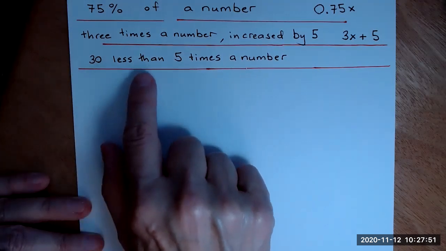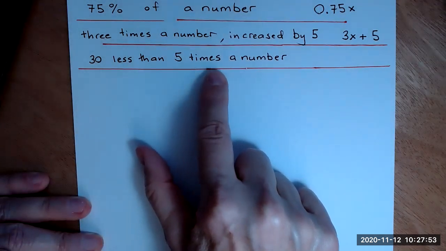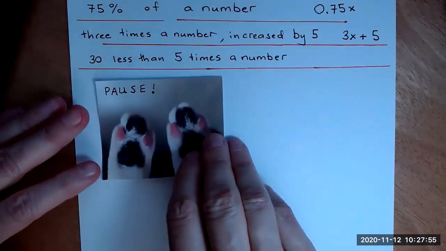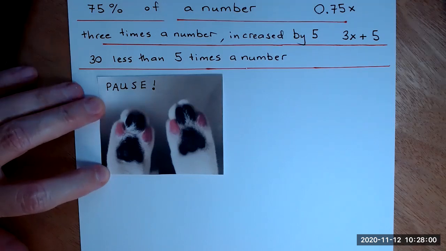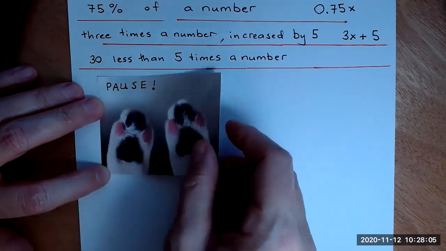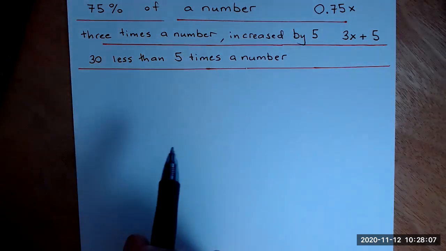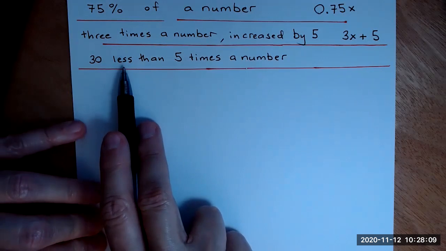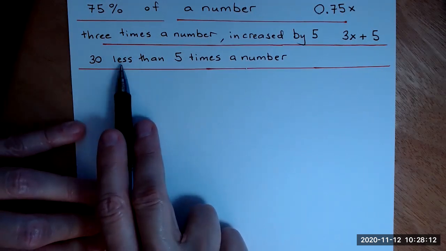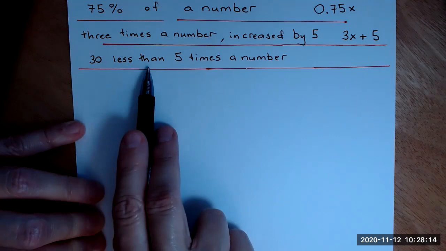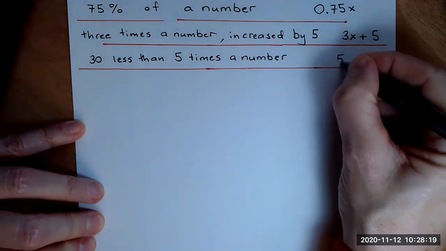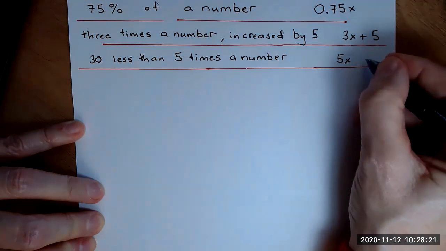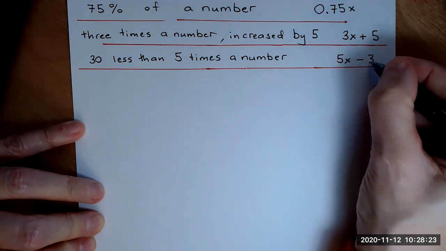All right, 30 less than 5 times a number. So again, let's hit pause because you already know how to do this one. So try that one on your own. All right. So remember, less than, that's the counterintuitive example. So we do 5 times a number and then subtract 30.